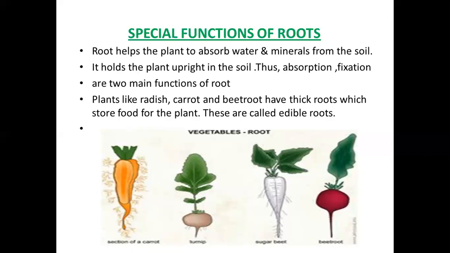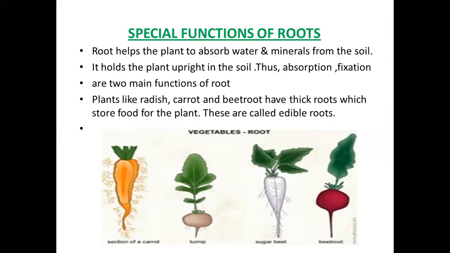This type of roots are called edible roots. Edible roots are very delicious and nutritious. So we get vitamin A by eating carrot, radish, beetroot, etc. They can be eaten raw and also cooked. Raw is nothing but uncooked. So these roots can be eaten cooked and uncooked.